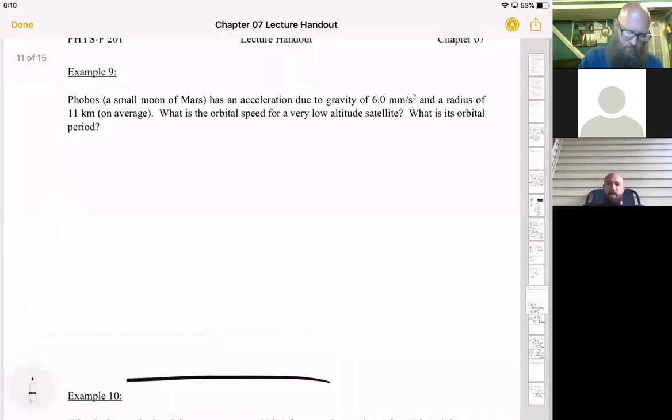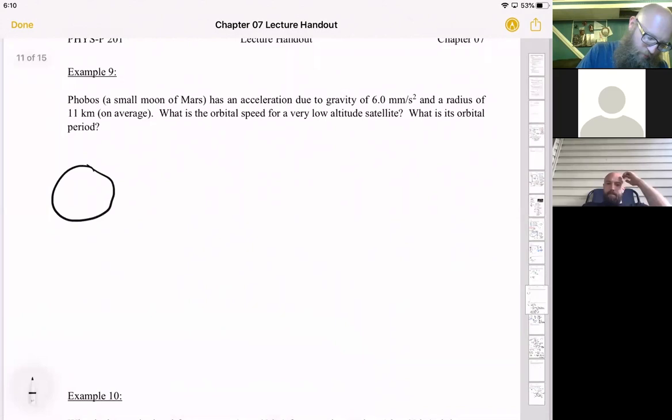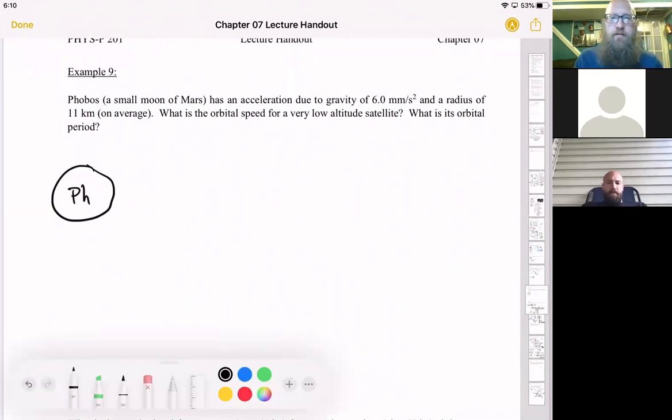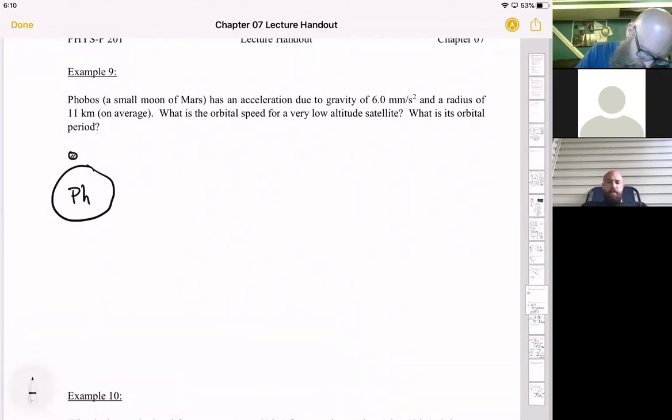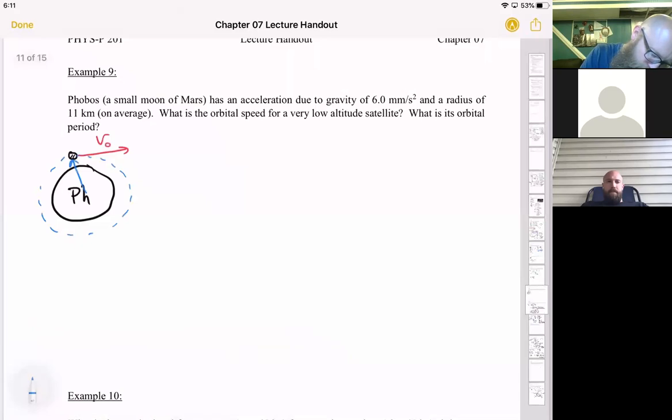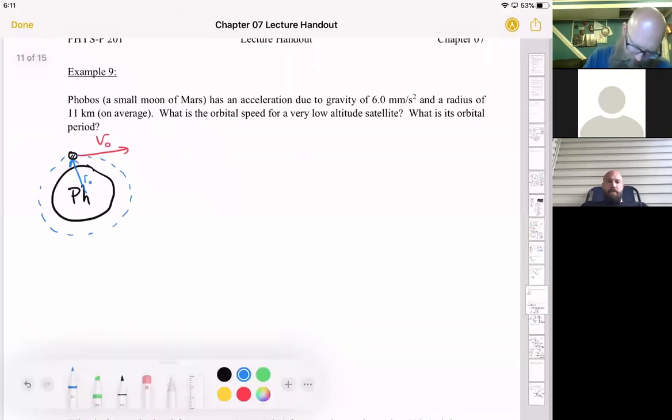So this is a moon of Mars. I don't need to draw Mars here because I'm not talking about Phobos going around Mars. It does, but that's not what we're talking about here. Here we've got Phobos, and some object in very low altitude orbit. So let's draw an object. It's going to have some orbital speed, v naught, and some orbital radius that we could draw in there. Let's make it blue. And the question is, what is that orbital speed?